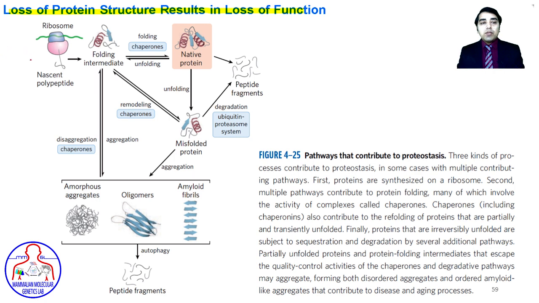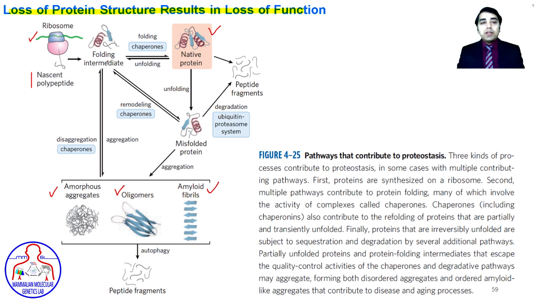In this example, we can see one of the mRNAs, and the ribosome is bound to this mRNA and is producing a nascent polypeptide. This nascent polypeptide can be converted into folding intermediates, and then these folding intermediates can be converted into the native protein by the use of folding chaperones. In some other cases, these folding intermediates can be converted into aggregates, and these aggregates are of three types. One is the amorphous aggregates, another is the oligomeric, and the third is the amyloid fibrils.